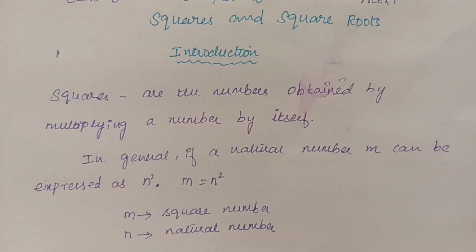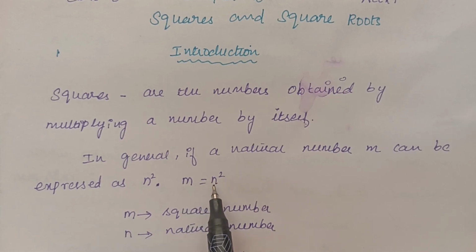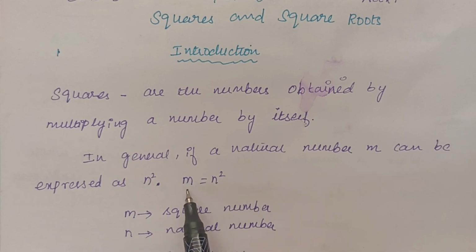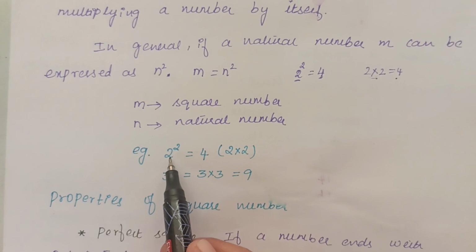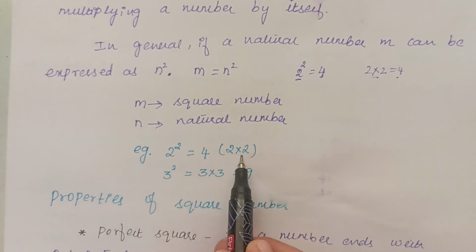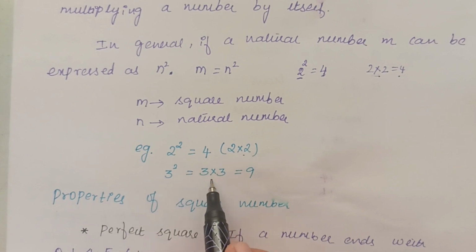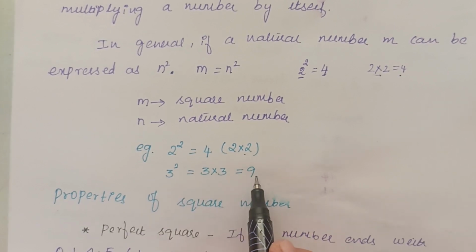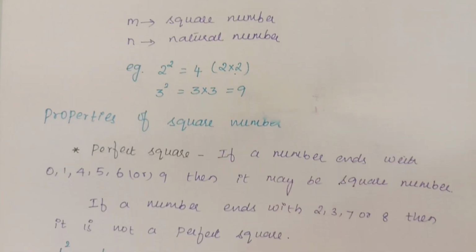So generally we can represent the square of a number as m equal to n square. So here n is the natural number and m is the square number. Suppose here we have an example, 2 square equal to 4. We are multiplying 2 times. And 3 square, we are multiplying 2 times, 3 into 3 is 9. Next we will see the properties of the square numbers.